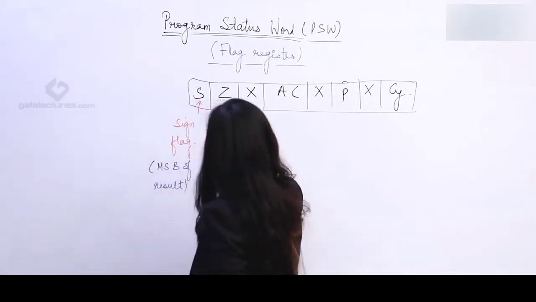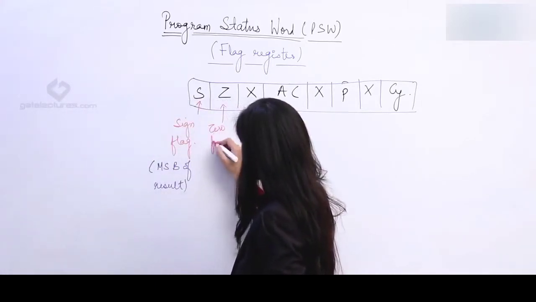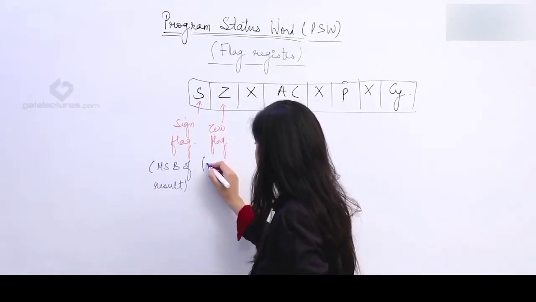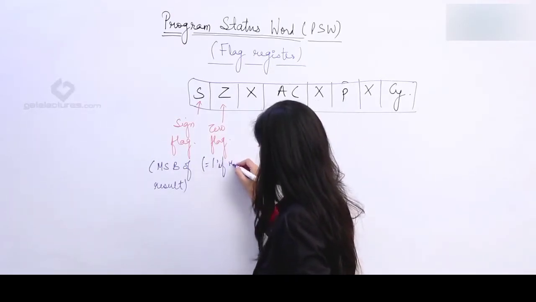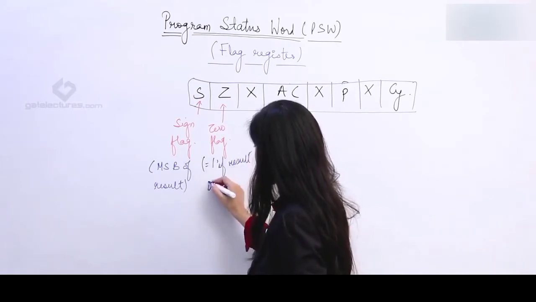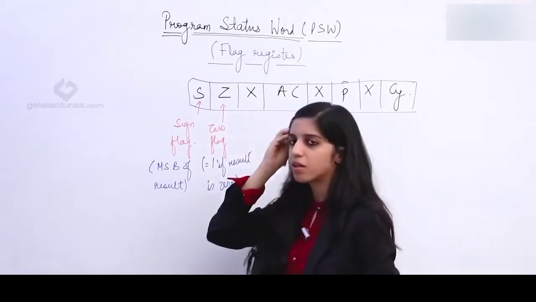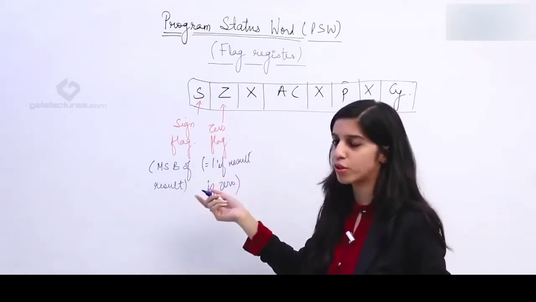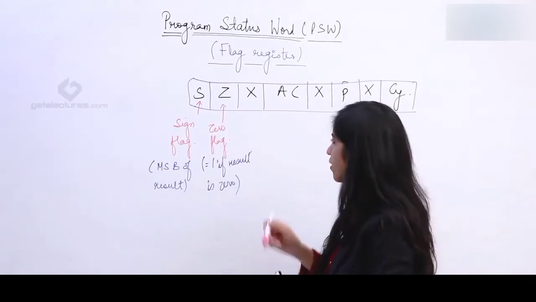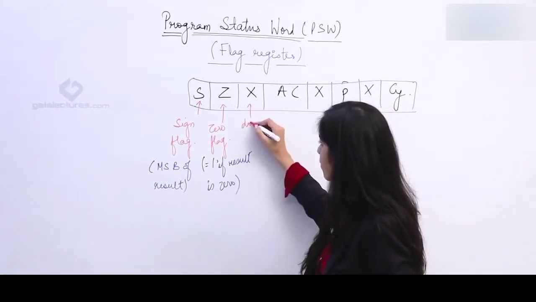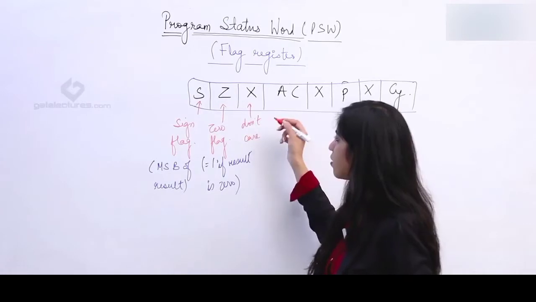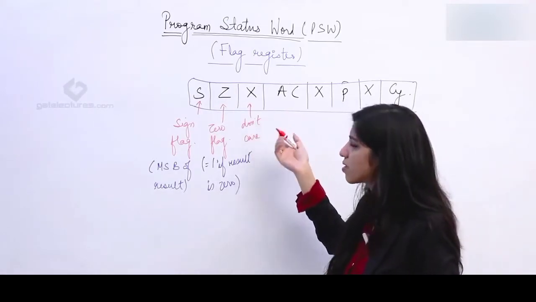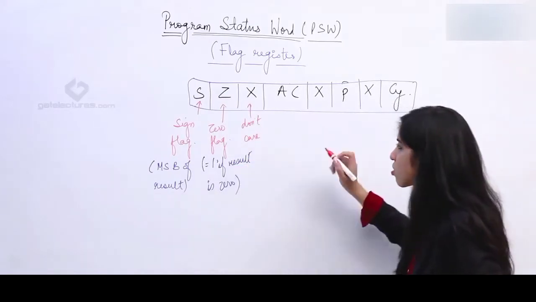This is the zero flag. The zero flag is 1 if the result is 0. So if you are performing some addition or subtraction such that the result is 0, the zero flag is going to show 1. Then this is don't care. So generally we consider don't care as 0 only, but in any case we know that don't care means you consider 0 or 1, it does not matter.